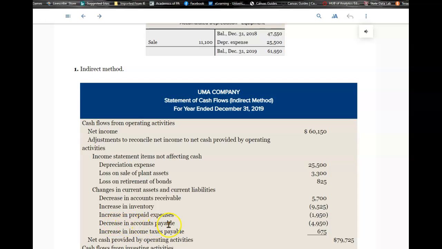Now the decrease in accounts payable, opposite of the decrease in accounts receivable, that's going to be a reduction instead of an addition. And then the increase in income taxes payable is an addition. And so that's how we get to the $79,725.